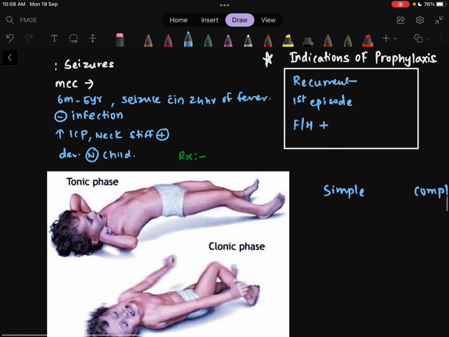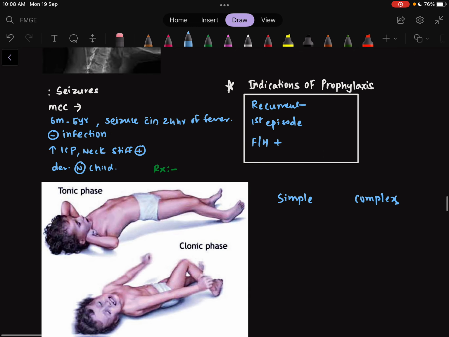Next one is seizures. There are different types of seizure, but the most common cause of seizure in children is febrile seizure due to fever onset. It should be within 24 hours of fever onset, and it usually occurs in children of 6 months to 5 years. 6 months to 5 years is febrile seizure.